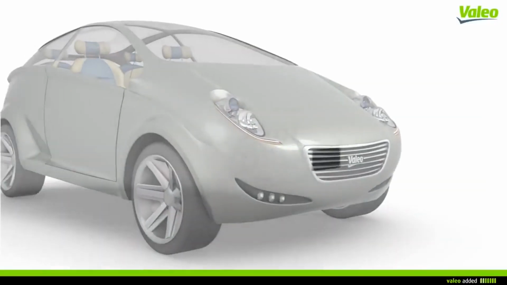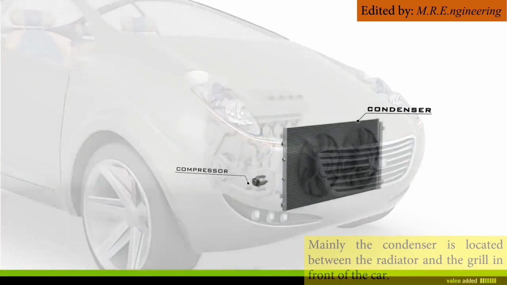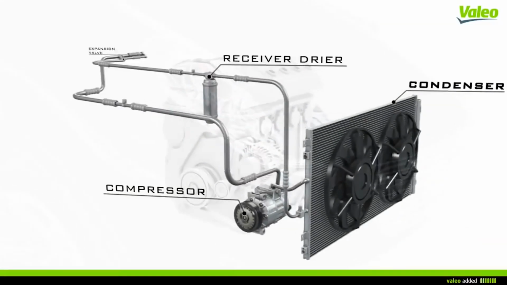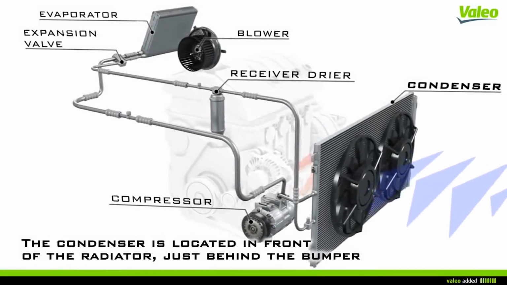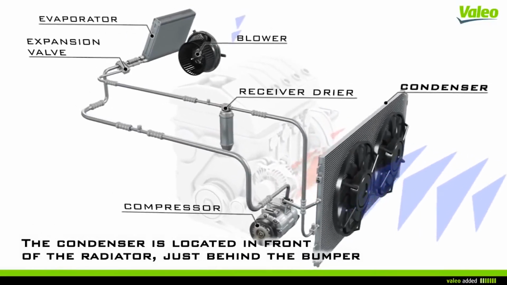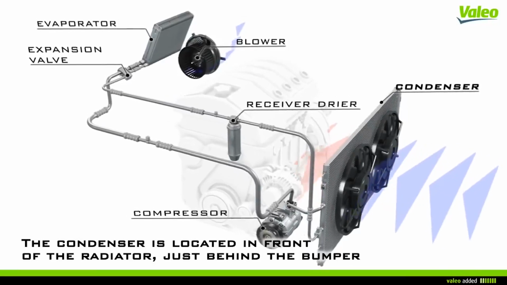Almost always the condenser is located between the radiator and the grille in front of the car. A fan pushes or pulls air on the condenser, and this passing air absorbs the heat from that, and the phase changing happens for the refrigerant.